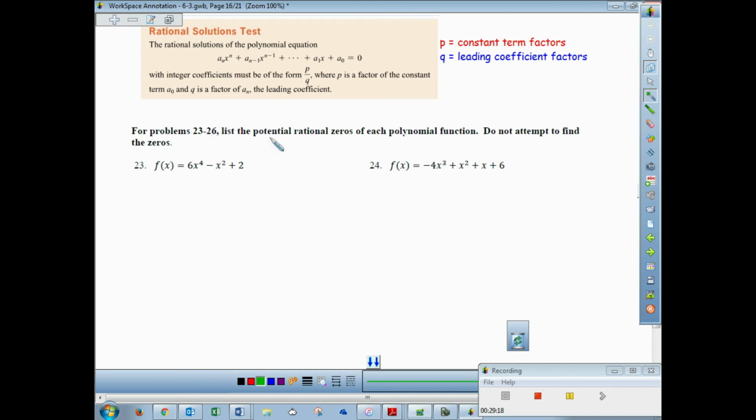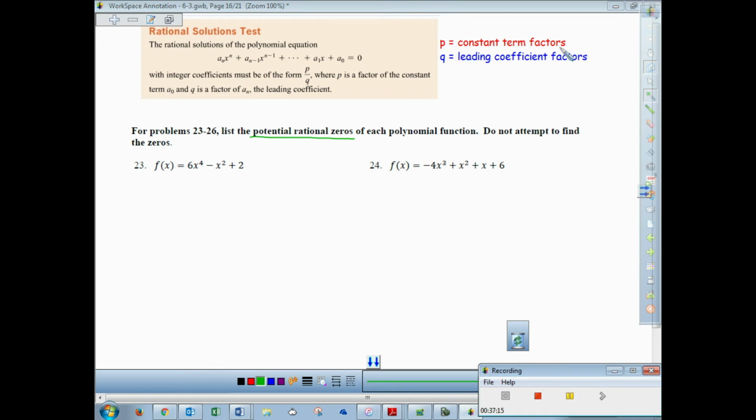It says, here's what you want to do. You list all the potential rational zeros of each polynomial function. So what happens is, this cool little test says you got to know what P and Q are. P, you might want to write this down: P is the constant term factors. Like above these problems here, just say P equals the constant term's factors. And Q is the leading coefficient factors. Write that down real quick.